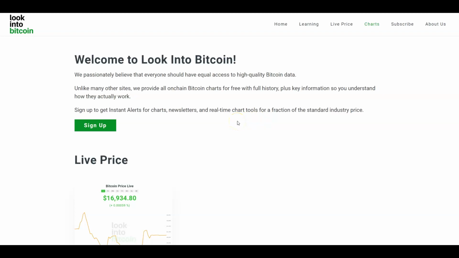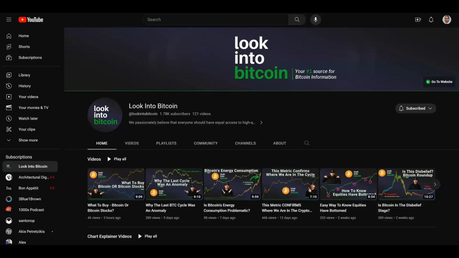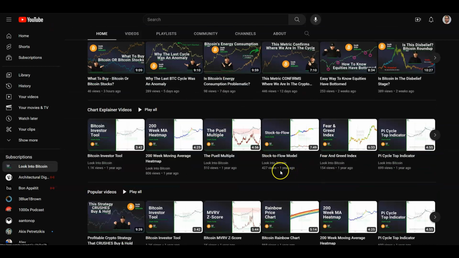Not a sponsor. This isn't an ad. They just have really good data. They have an alert service if you want to sign up for it, newsletters, etc. They also have a YouTube channel where they explain everything on their site.